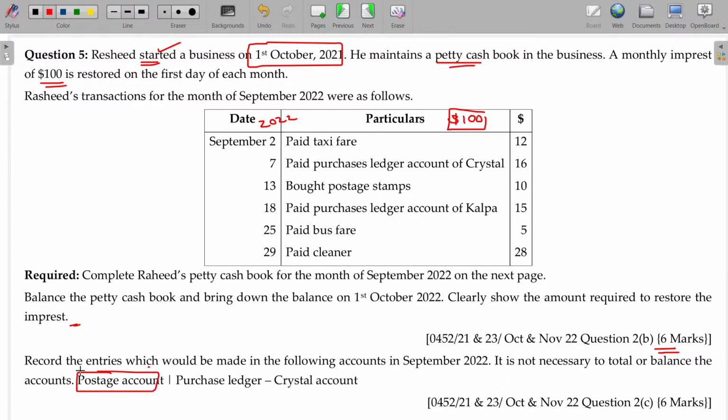Apart from that, record the entries which would be made in the following accounts. Postage account, it's a nominal account. Apart from that, you have to prepare the purchase ledger, Crystal account. You have to prepare these two ledgers also simultaneously. Okay, let me try to solve this illustration.